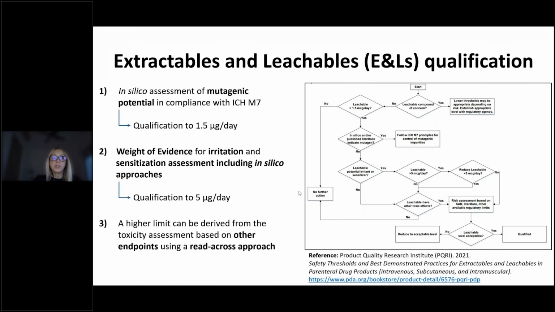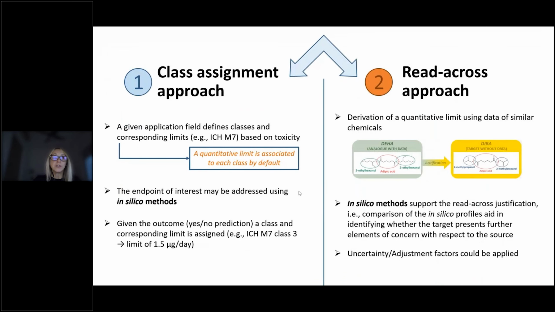The two approaches that we commented on today, the class assignment and the read-across approach, can often be used in a complementary way. So it means that in many different contexts, these two approaches are used together.